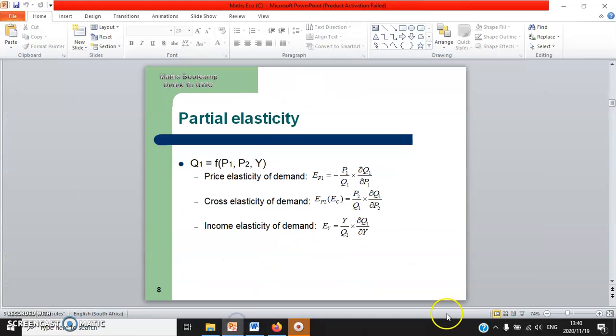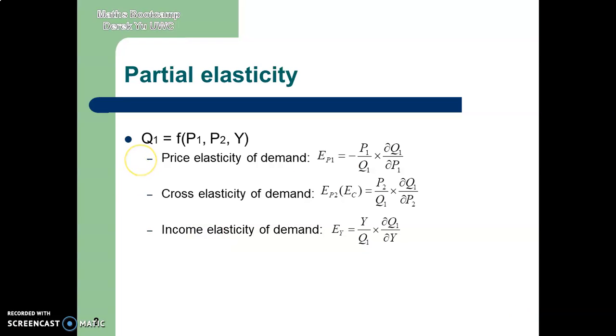And then we go back to the applications. We officially move on to the applications. Partial elasticity. Quantity demand of good 1 is dependent on 3 variables, per unit price of good 1, per unit price of good 2, and then income. And then there are 3 elasticities for you to calculate, and then you have to interpret the answers.